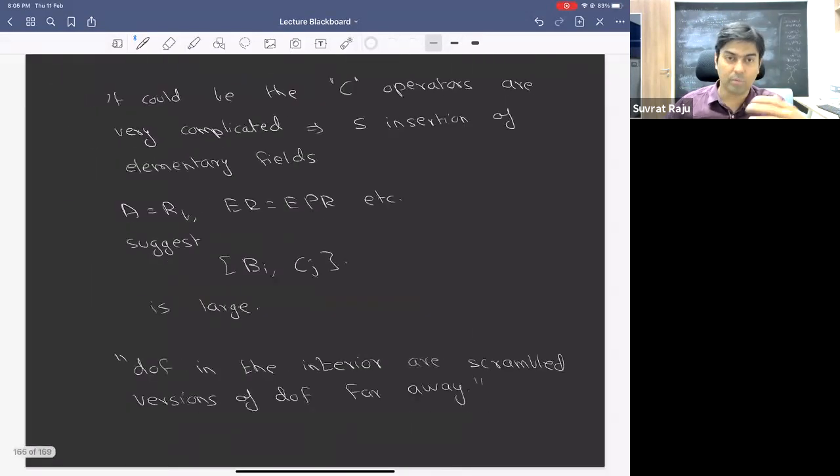And that was the proposal that we wrote here. Maybe it could be that the degrees of freedom in the black hole interior are scrambled versions of degrees of freedom far away. And if that was the case, then indeed, the monogamy paradox would again be resolved. But one has to explain where this effect arises from, which we'll do in the next few lectures.